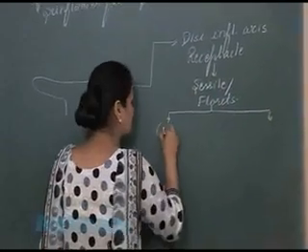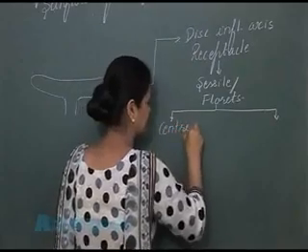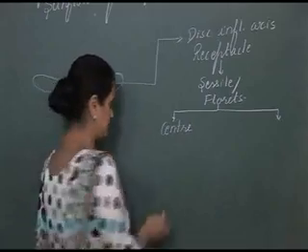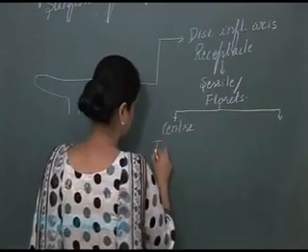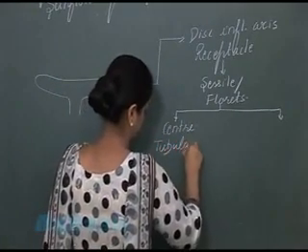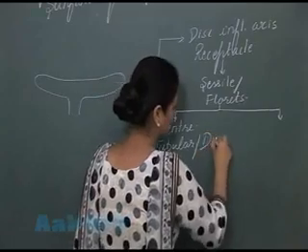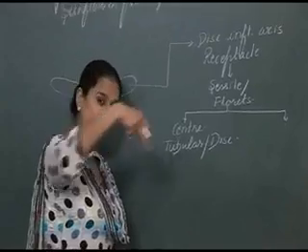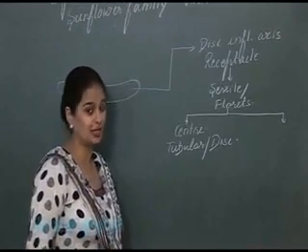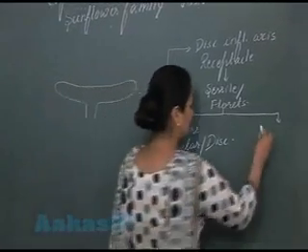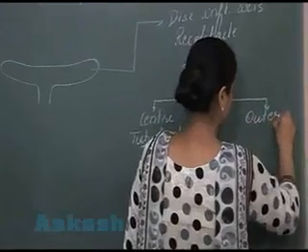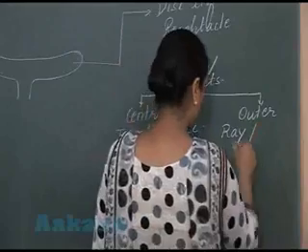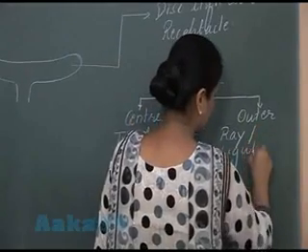The florets which are present in the center, these florets are known as tubular florets, or they are also known as disc florets. And the florets present on the outer side are known as ray florets, or they are also known as ligulate florets.